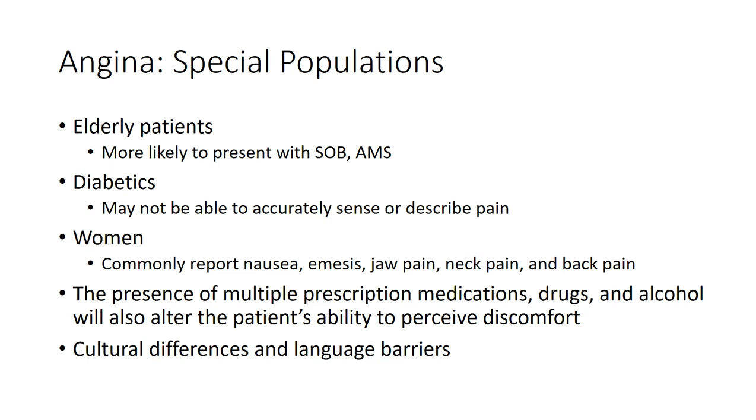Anytime an older individual presents with altered mental status, you should start thinking maybe there's something systemically wrong going on with them. Diabetics might not be able to accurately sense or describe pain. Women is actually a fairly large concern. They may report nausea, emesis, jaw pain, back pain, or even neck pain instead of just chest pain.